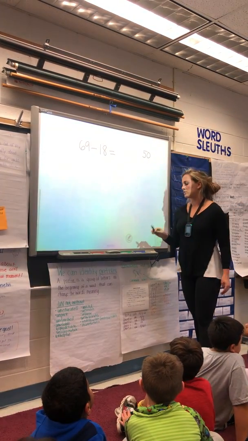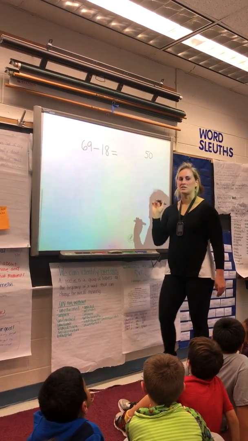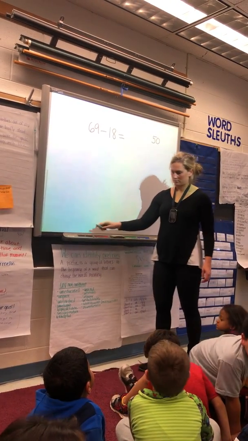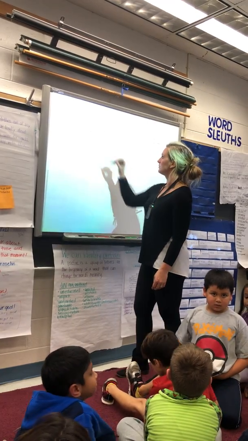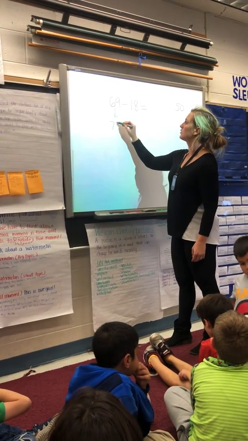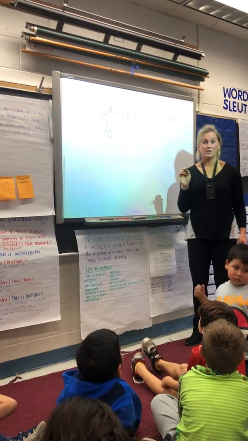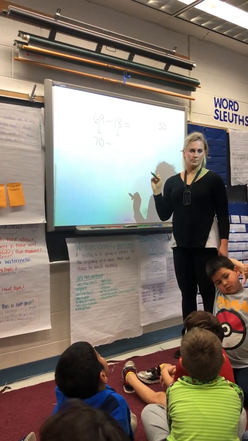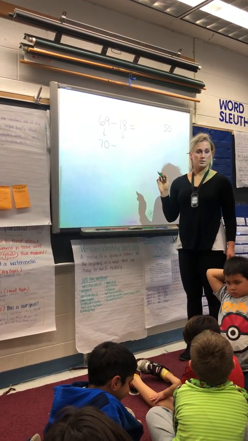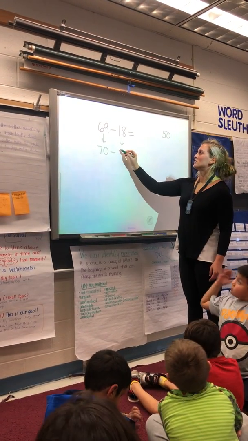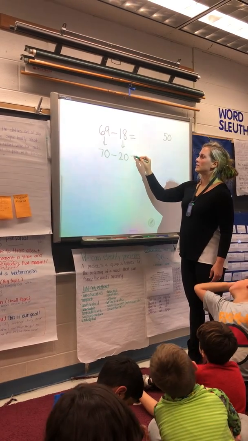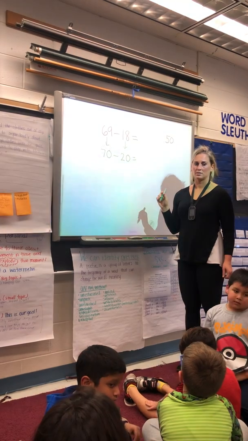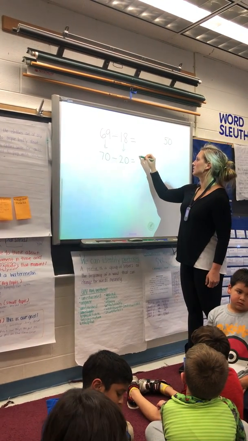Zara, talk to us about how you got 50 as a good estimate. What did you round these two numbers to? Well, I rounded 69 to 70. Ah, because it's only how many hops away? 1. Good. And then I did 18 rounds to 20, 'cause it's only what? 2 hops away. Awesome. And then I did 70 minus 20, which equals 50. Awesome.